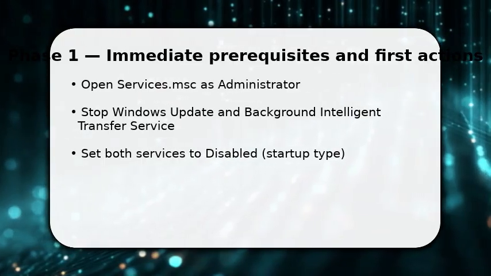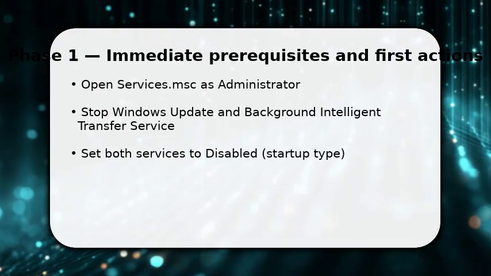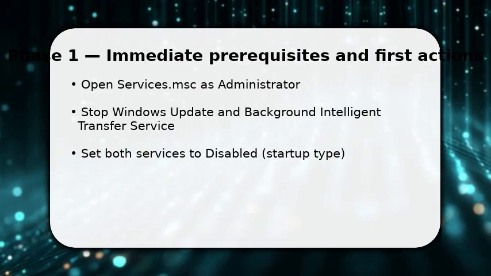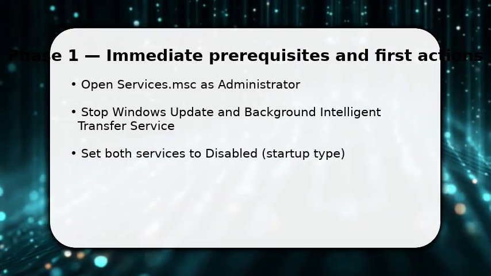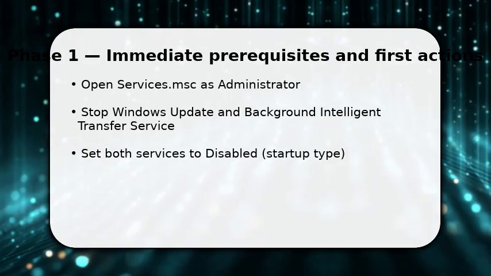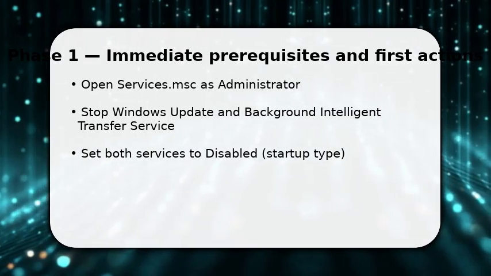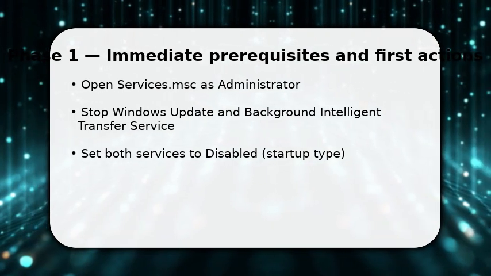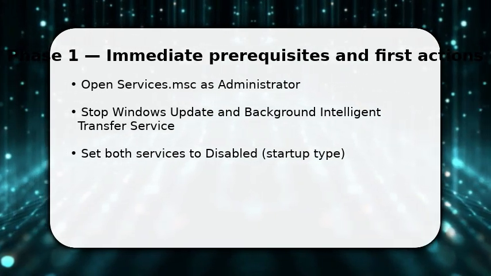Once stopped, change startup type to disabled for both services so Windows won't restart them automatically. This prevents scheduled triggers. Make sure you have a local admin account and back up critical files before continuing. Because disabling updates can reduce security, you're trading automatic patches for full manual control.